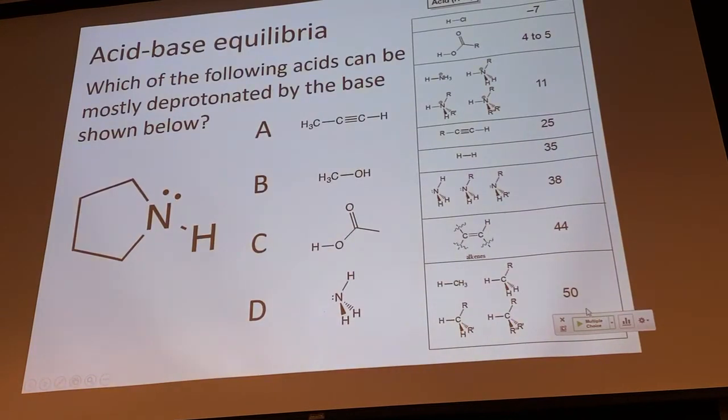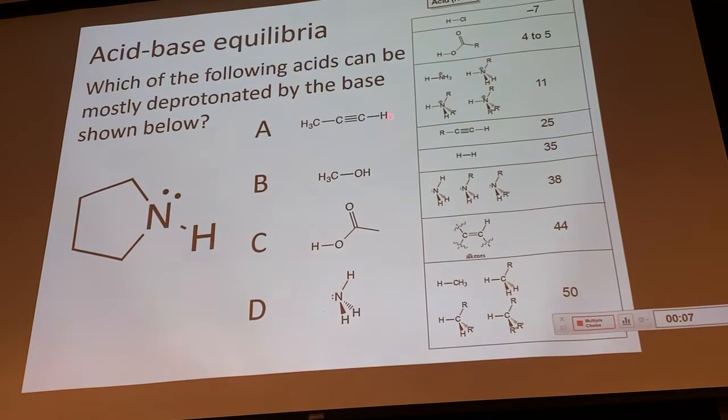So we have here a base. This is a base right here. It has its lone pair. And we have 4 acids listed. And then we have a part of a pKa table. The question is asking you, which of the following acids can be mostly deprotonated, meaning have a favorable acid-base reaction with this particular base? So you can use this pKa table as a guide. You can talk to your neighbors and answer this question.